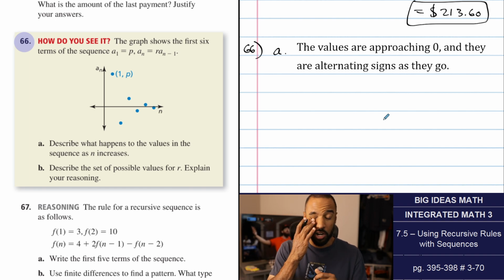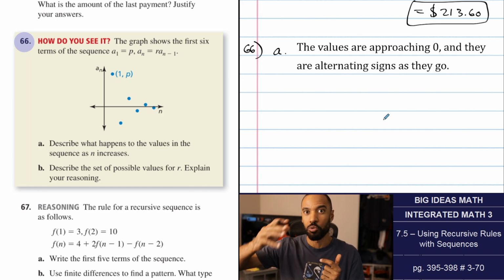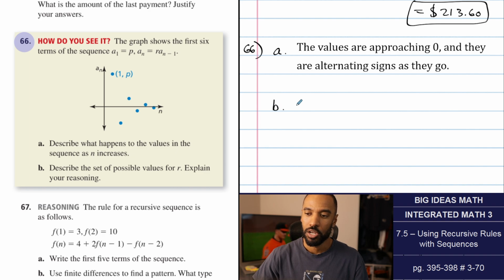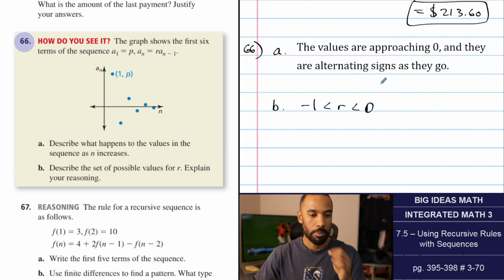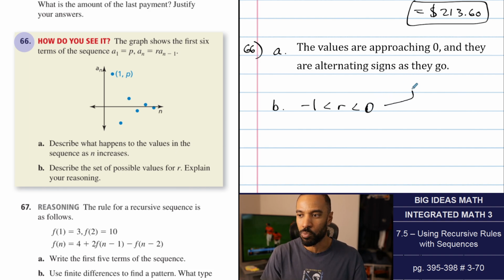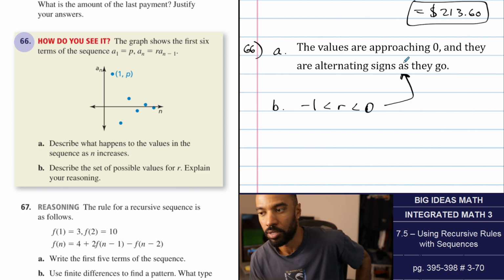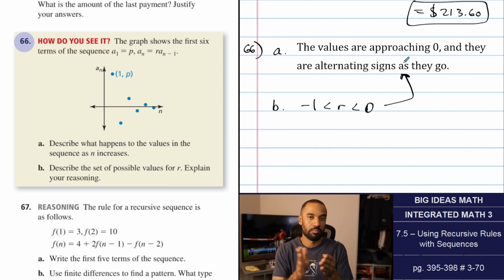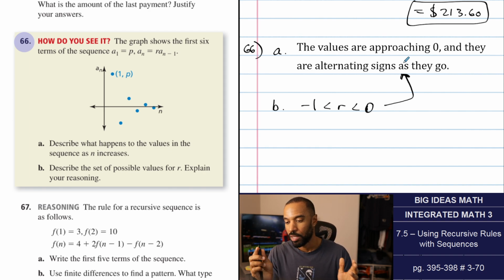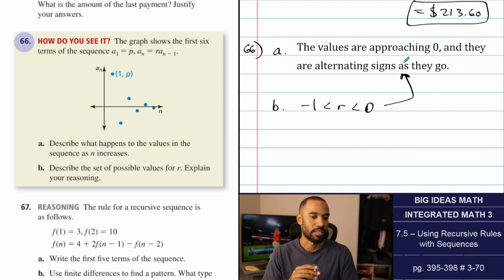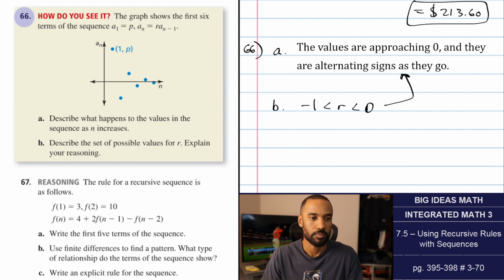Your R values are number 1, diminishing, but number 2, changing signs. Therefore, your R value has to be something between -1 and 0. I don't know what it would be specifically, but this is why this happens. The reasoning is here. You're approaching 0, so your common ratio has to be a number less than 1, a fraction between -1 and 1. It needs to be negative because of the oscillating signs. So that's what we're going to say for that one.